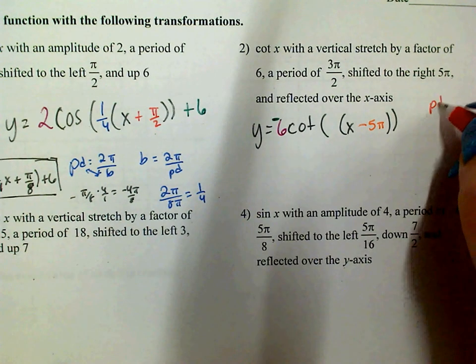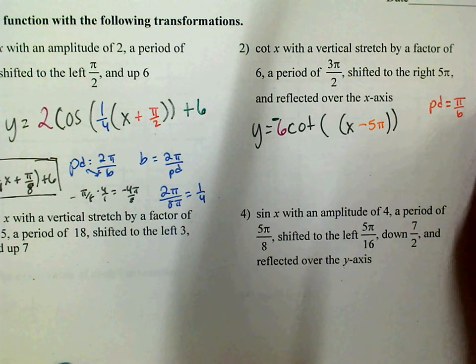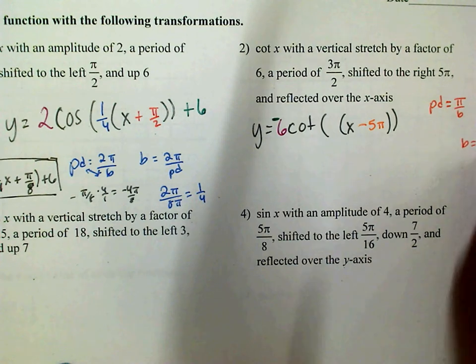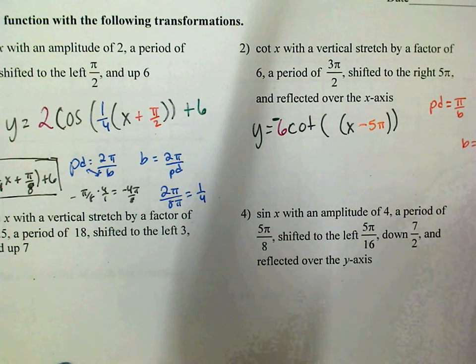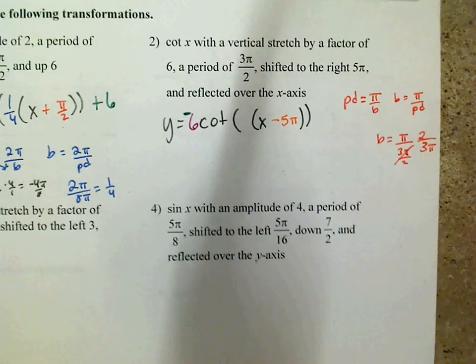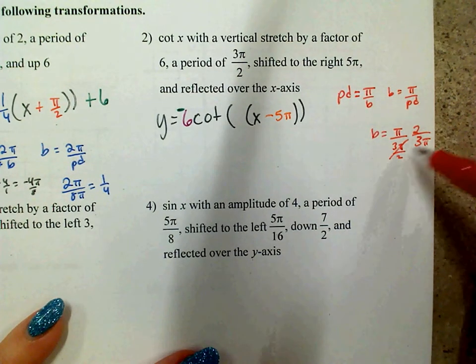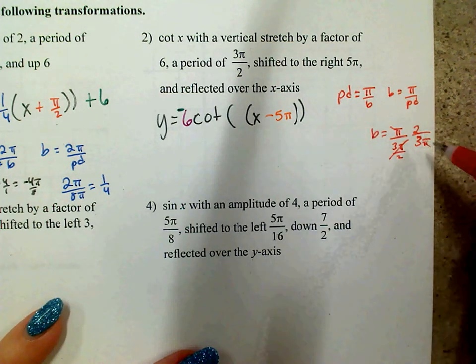Now, period for tangent and cotangent is not 2 pi over b, it's pi over b, so that means b equals pi over the period. So b equals pi divided by the period, which is 3 pi over 2. Dividing by 3 pi over 2 simply means multiplying by 2 over 3 pi. Please don't move the pi with the 2. The pi is with the 3, so 2 over 3 pi. The pi's actually simplify each other out, so b is 2/3.